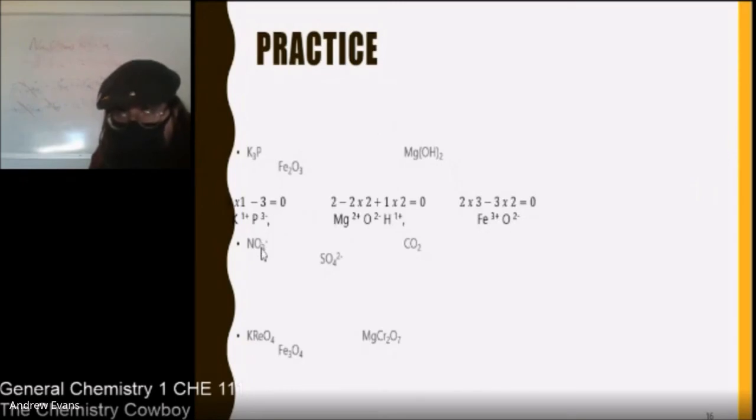This is another slightly tricky one. Nitrate, 1-. Oxygen is -2, so 3 oxygens makes this -6. Nitrogen plus the -6 must sum to -1. So X - 6 equals -1. Well, 5 - 6 is -1. So in this case, nitrogen would be +5.